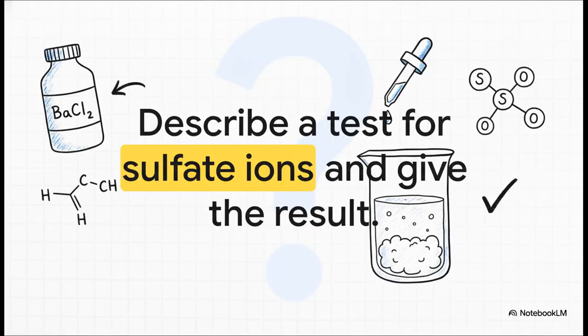And here we are at the final part. It's a 3-marker, which is great because it means there are more points up for grabs. And look, the question tells you exactly what to do. First, describe the test for sulfate ions, and second, give the result. You've got to do both to get all 3 marks.